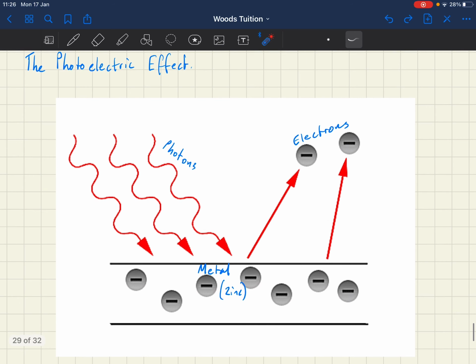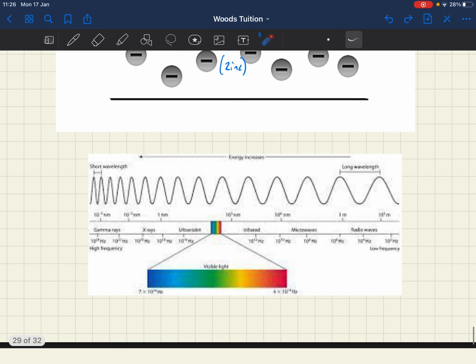So what's actually going on here? Photons are the particles of the electromagnetic spectrum. So we've got light in this little box here, UV, X-ray, gamma, infrared, microwaves, radio waves. All of these waves are made up of particles called photons, but they're not really made up of particles called photons. They exist in what we call wave-particle duality, where gamma, X-ray, ultraviolet, visible, microwave, and radio waves are both waves and also particles at the same time. Sounds a bit complicated, but we'll get to that in another video.